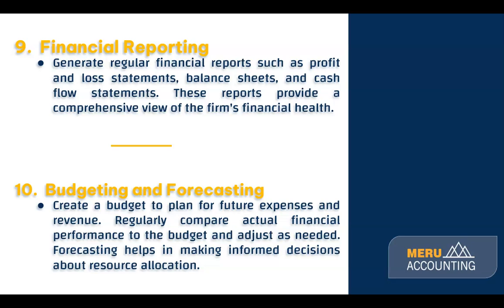Budgeting and forecasting. Budgeting and forecasting involve creating a budget to plan for future expenses and revenue, regularly comparing actual financial performance to the budget, and adjusting as needed. Forecasting helps make informed decisions about resource allocation, ensuring that resources are used efficiently and effectively. By continuously monitoring and adjusting the budget, architecture and engineering firms can improve financial planning, manage cash flow, and achieve long-term financial stability.